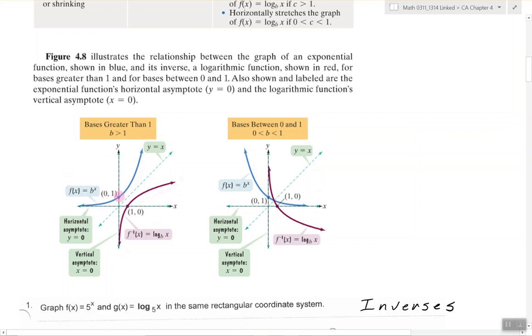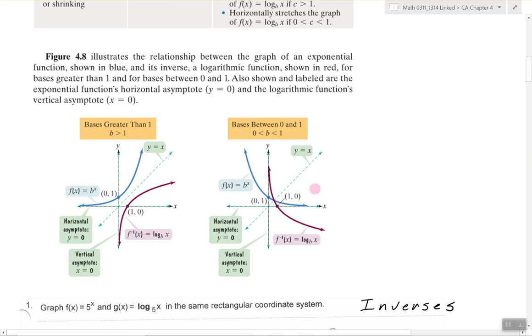Instead of a y-intercept at (0, 1), we get an x-intercept at (1, 0). These are reflections of each other about the identity line. The growth exponential curve has a horizontal asymptote. See how it's trying to snuggle? Whereas the log function has a vertical asymptote.